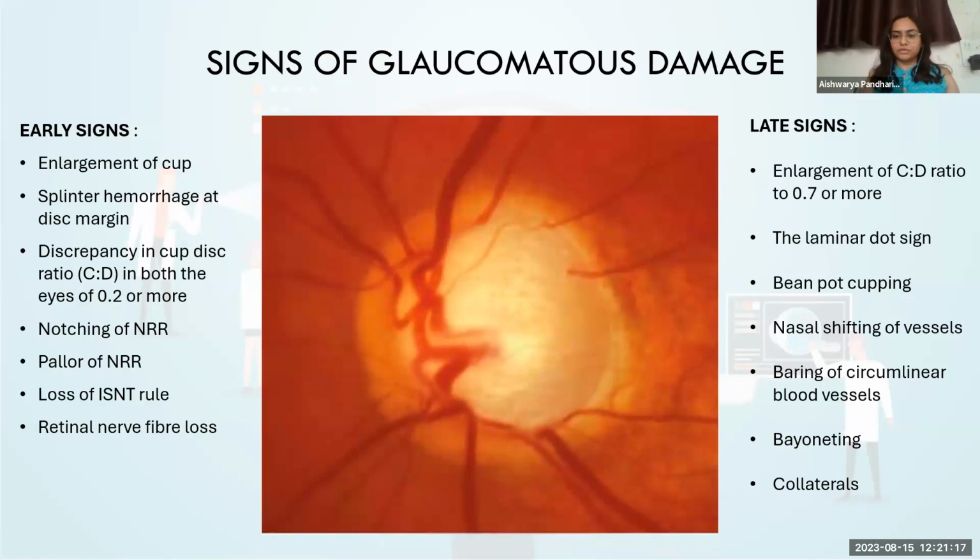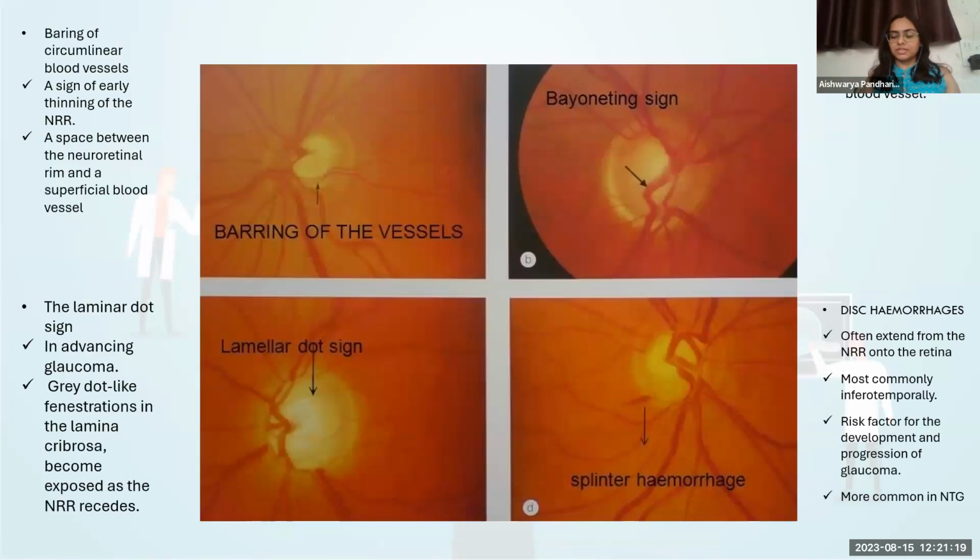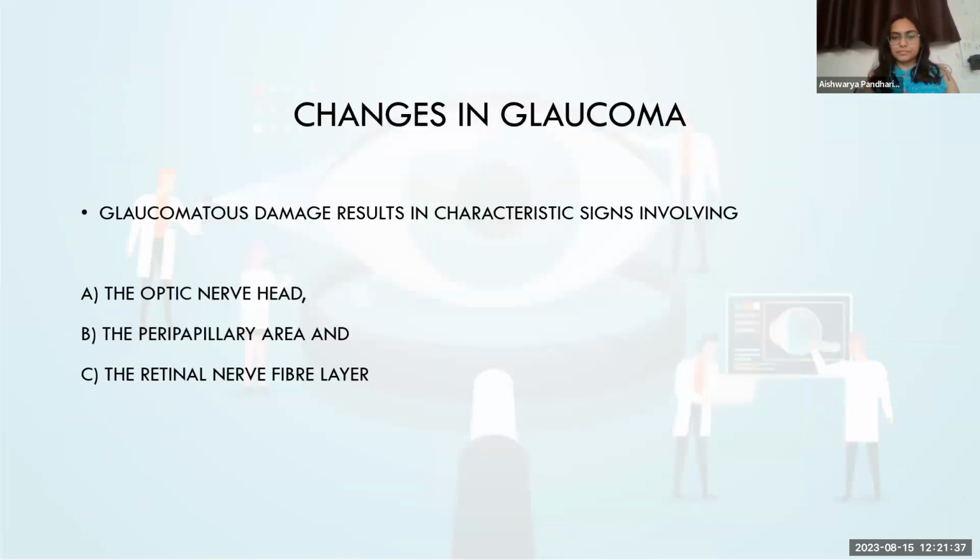Going into little details of a few of them, the disc hemorrhages often extend from the NRR onto the retina, most commonly seen inferotemporally, and it is a characteristic sign most commonly seen in normal tension glaucoma. Bayoneting refers to the double angulation of the blood vessel, as you can see in the picture. The barring of circumlinear vessels is a sign of early thinning of the NRR.